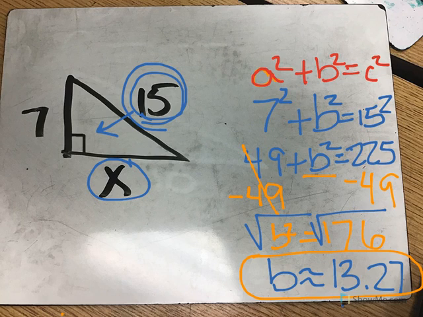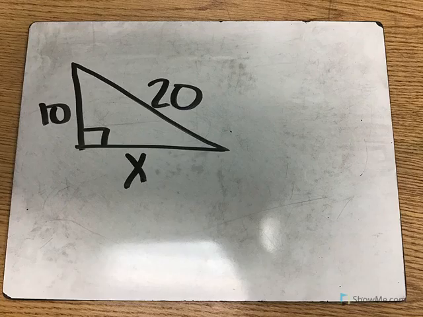Okay, solve it. Plug in what you do know to solve for what you don't know. Set it up. Work it out algebraically. Once I get to the B squared equals 176, I find the square root. The square root of B squared is B. Whatever you do to the left side, you do to the right side. And the square root of 176 is approximately 13.27.